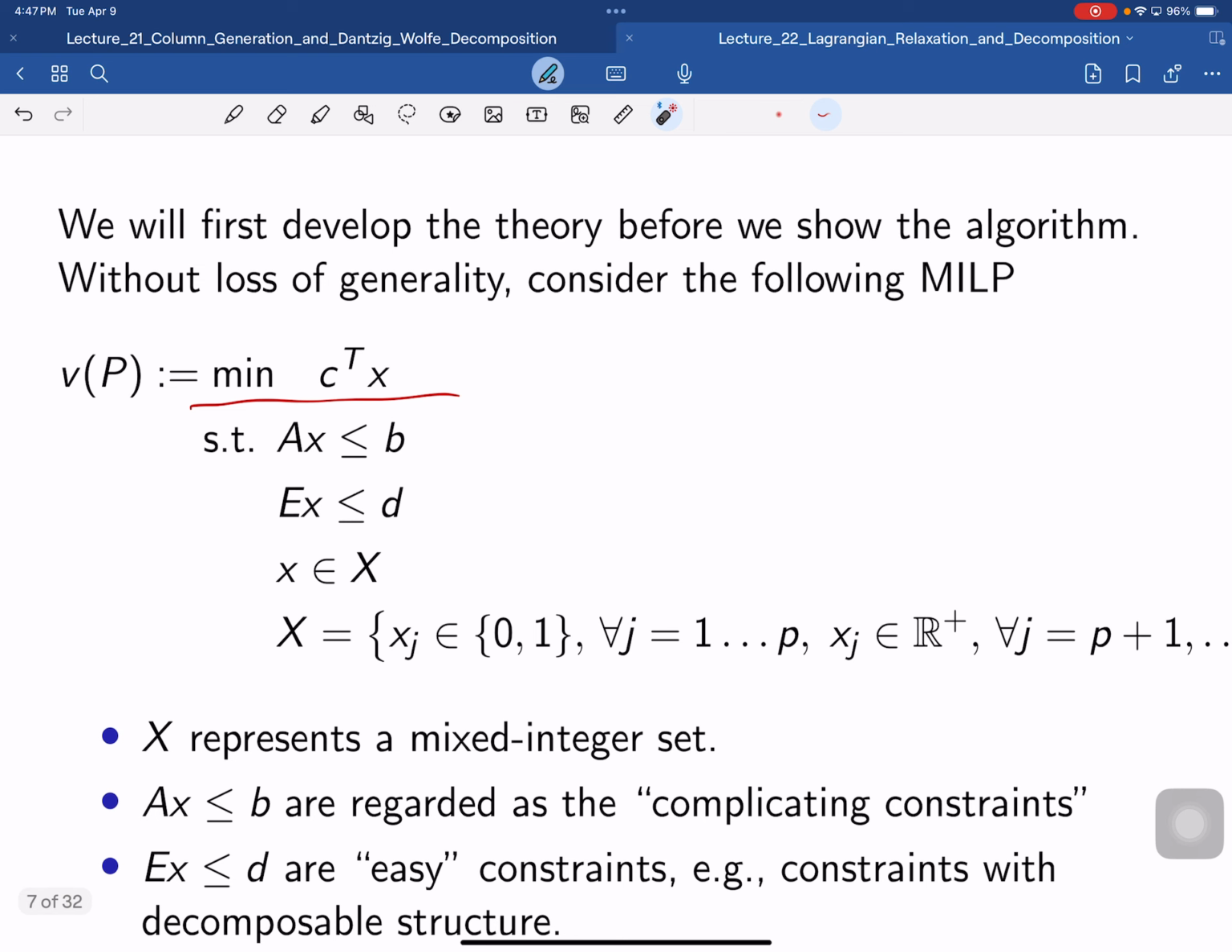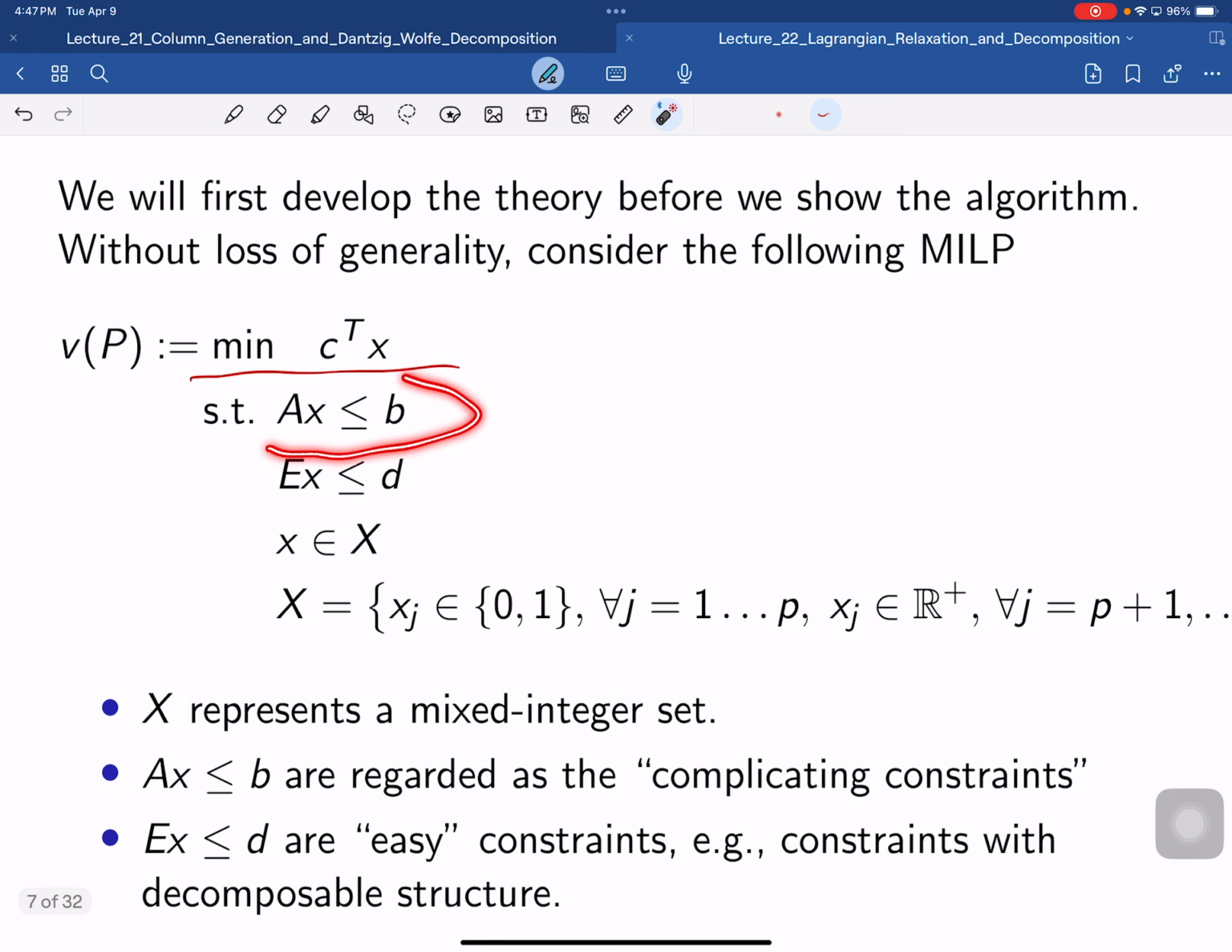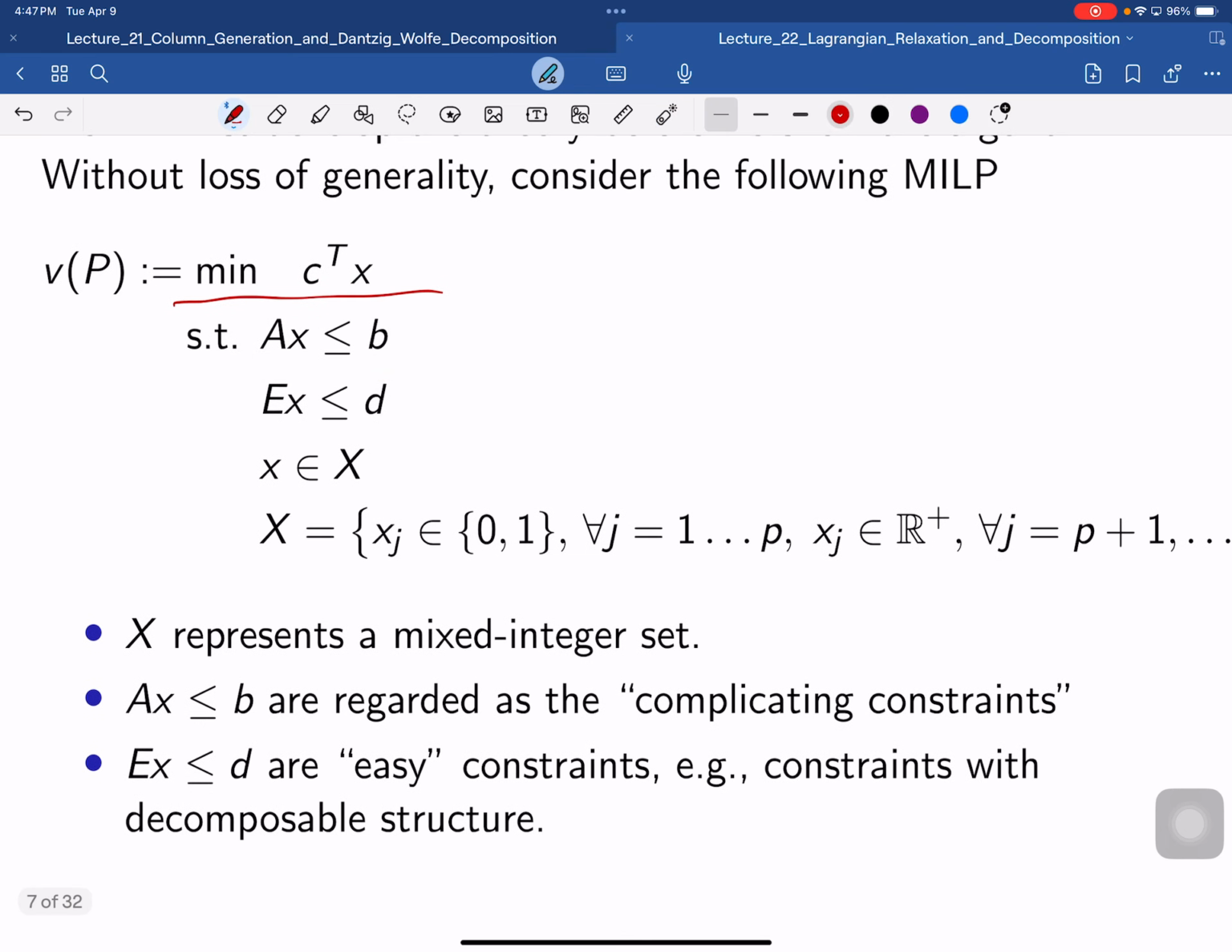Without any loss of generality, let's think about Ax less than or equal to b as the complicating constraints. In our previous example, in the two-stage stochastic programming setting, the Ax less than or equal to b are the non-anticipativity constraints. If you remove those, the rest of the problem is easy to solve. And in the second problem, the generalized assignment problem, those are the assignment constraints.